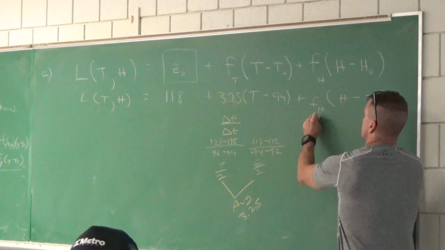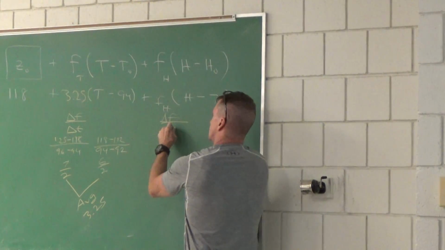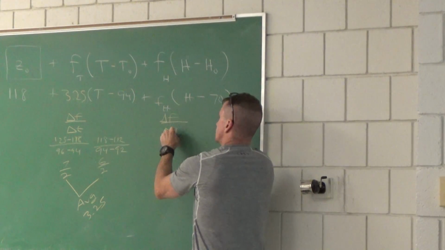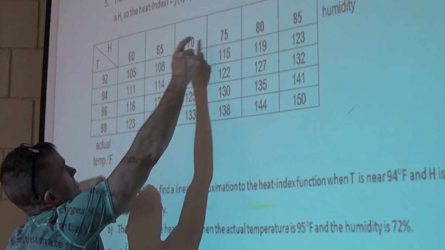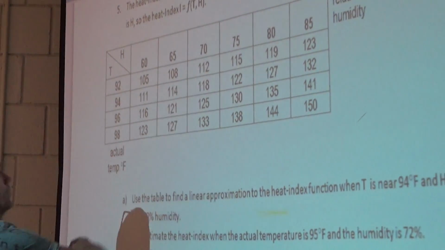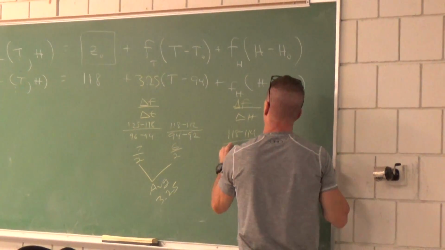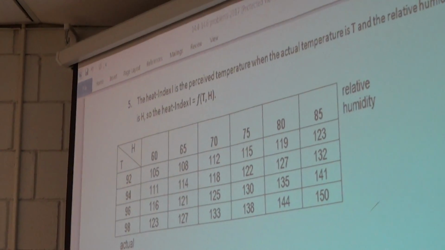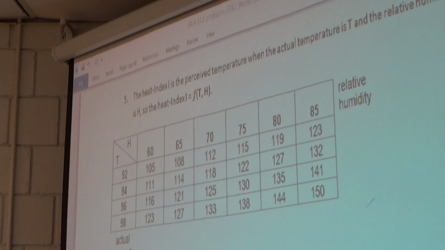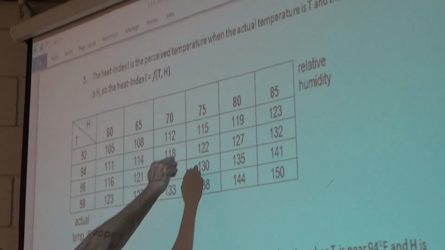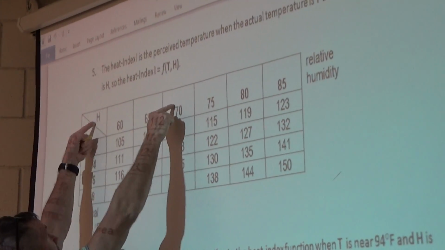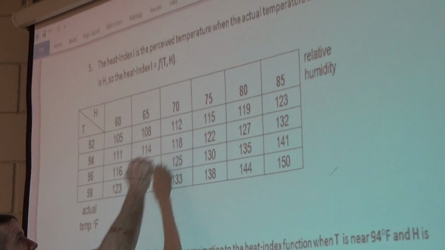Hey, how about FH? Changing F's over the changing H numbers. What was the calculation? There's the H's. 118, let's use the 70 and 65, or the 75 and 75. 118 minus 114, or 70 minus 65. And what was the other side? 122 minus 118 all over 75 minus 70. I just want to point to it so everyone sees. I'm doing change in F over change in H, right at that point.